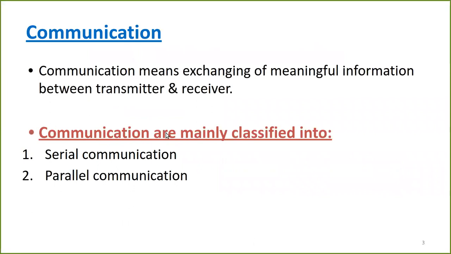So what is communication? We human beings speak to each other if the distance is short. And if the distance increases, then we use different methods like a telephone, a mobile, or an email to transfer the data. Communication means exchange of intelligence. The other person should know what we are speaking and what we are trying to inform them. So communication means exchange of meaningful information between transmitter and receiver.